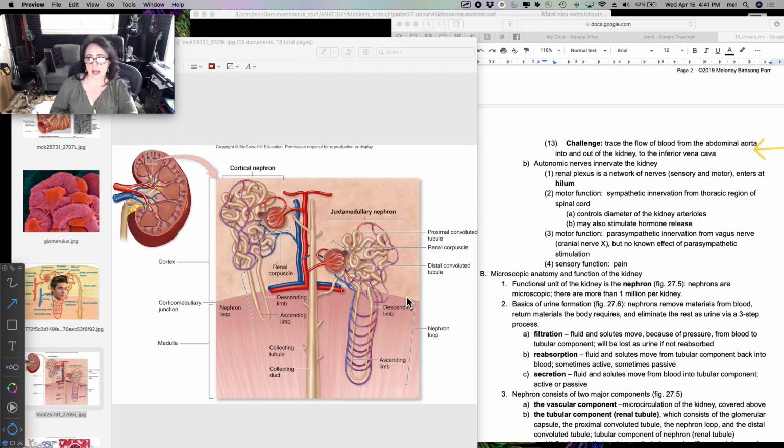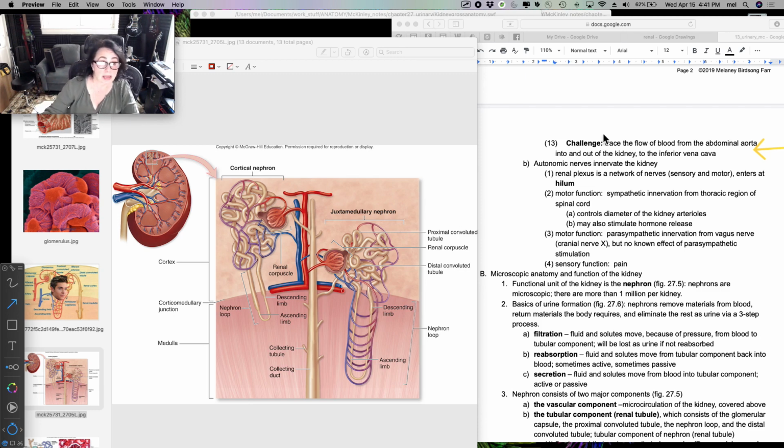Okay, so these are nephrons. They are microscopic, and there are more than 1 million per kidney. They are where all of the physiology happens at the kidney. And so the basics of urine formation are super important for you to grasp early, because if you get it before physiology, then the urinary system in physiology is relatively easy.